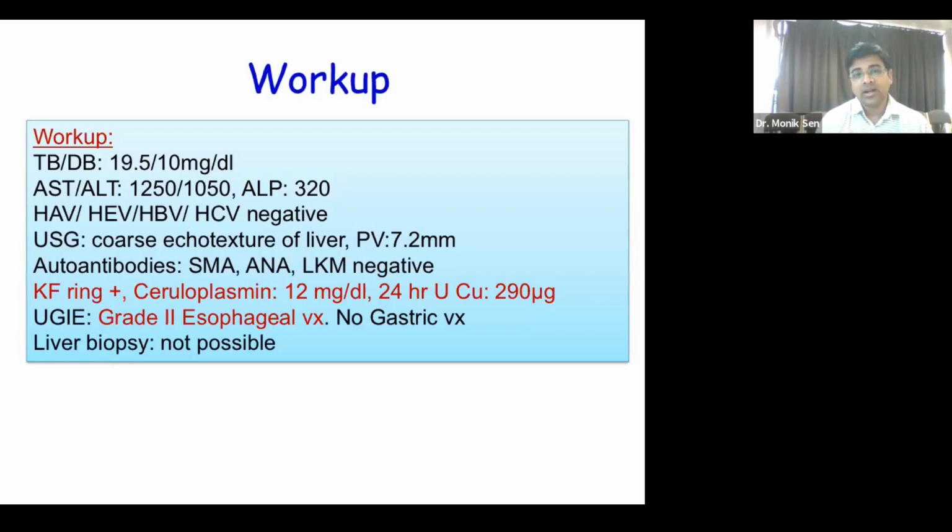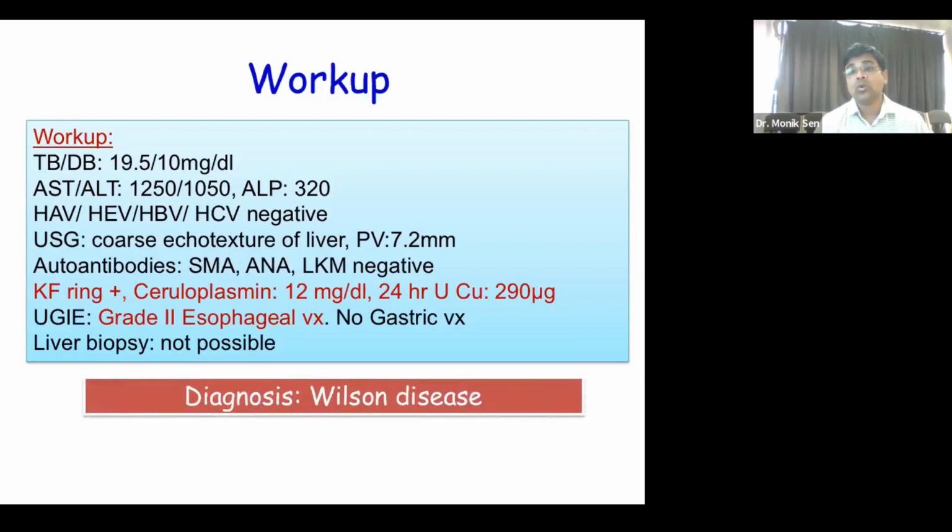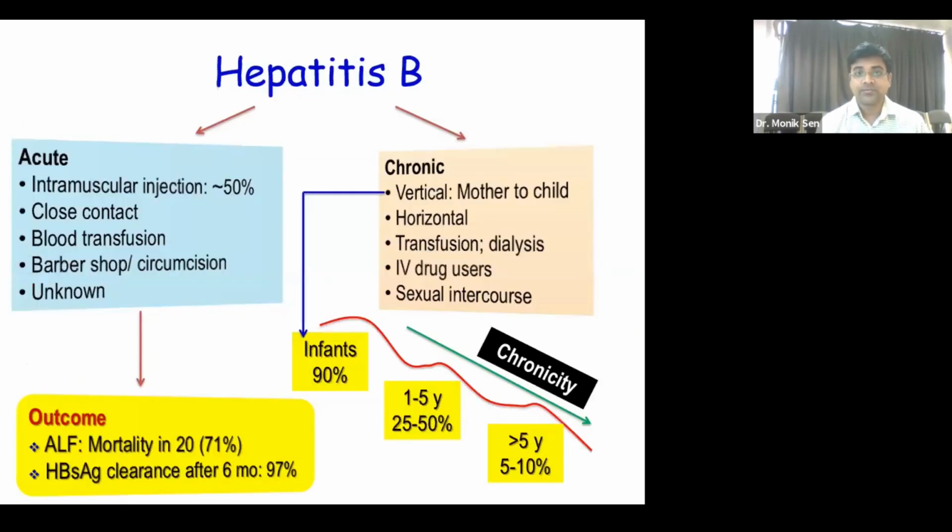If you look at the workup, the acute viral hepatitis markers were negative, but this patient had a KF ring, ceruloplasmin which was low, urinary copper which was high, and hence your diagnosis is Wilson's disease.